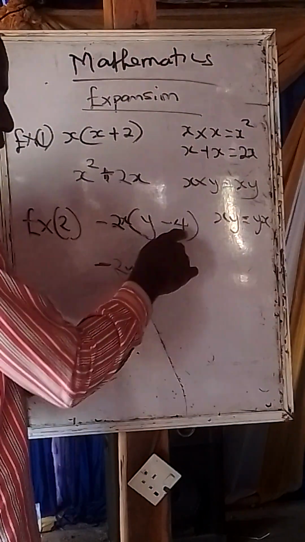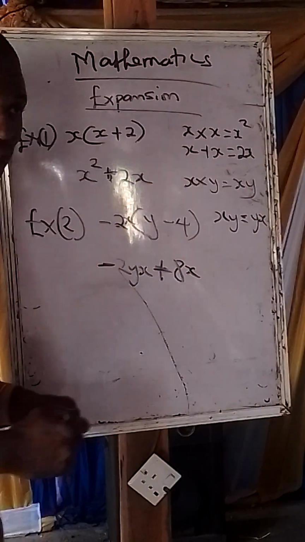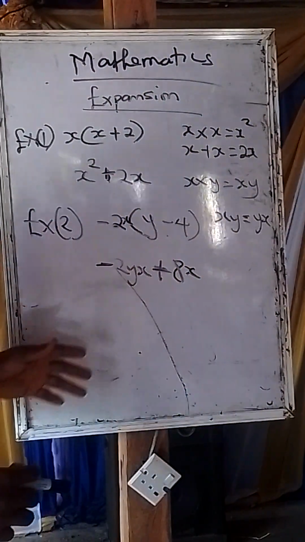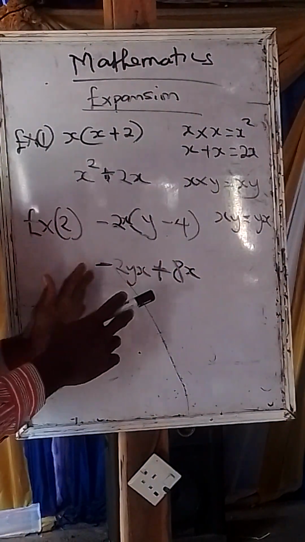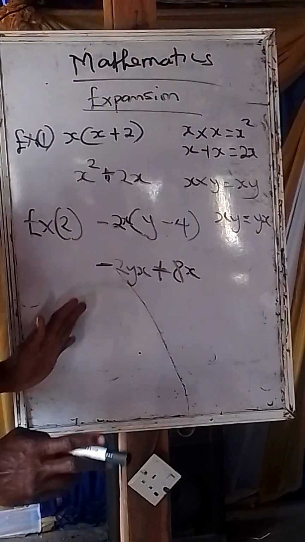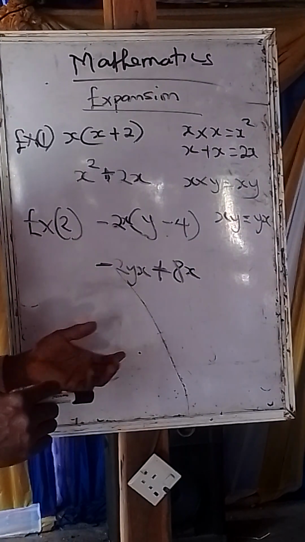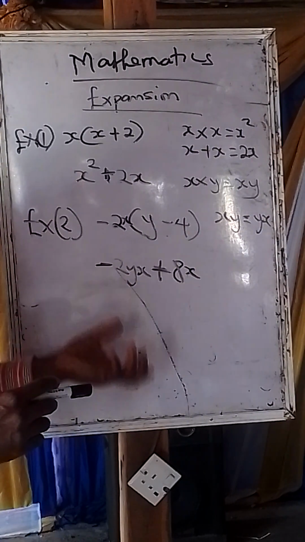Then 2x times 4 will give us what? 8x. Can you see that now? 8x. But you can see both the sign and the way everything is going. We have actually expanded. We have opened the bracket. This is a mathematics process and it cannot be compromised. This is for a simple expansion process.